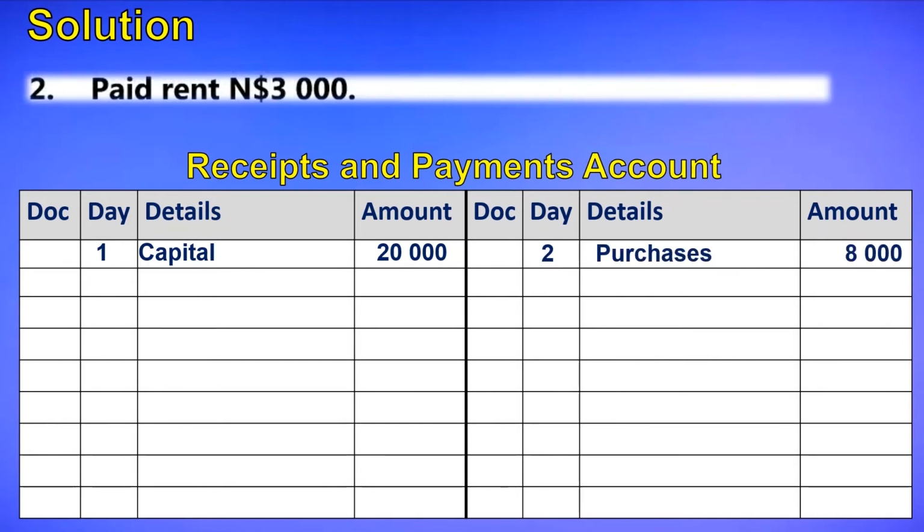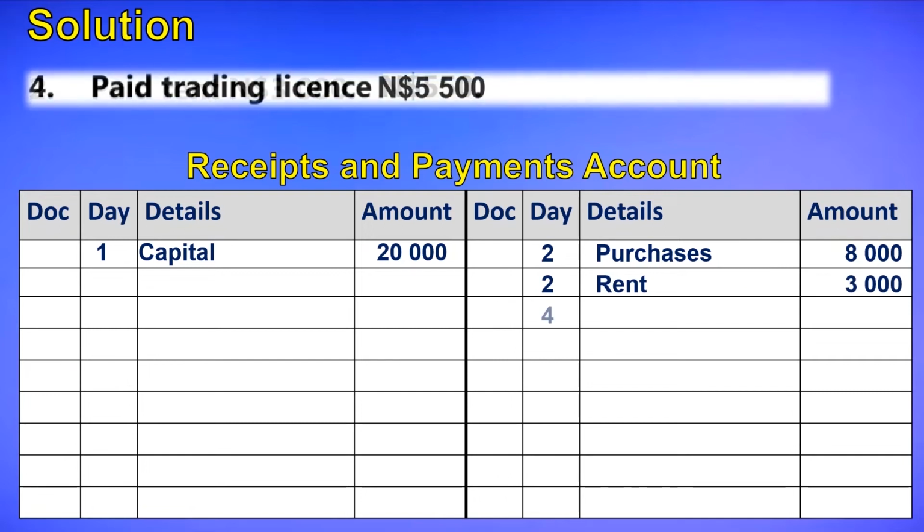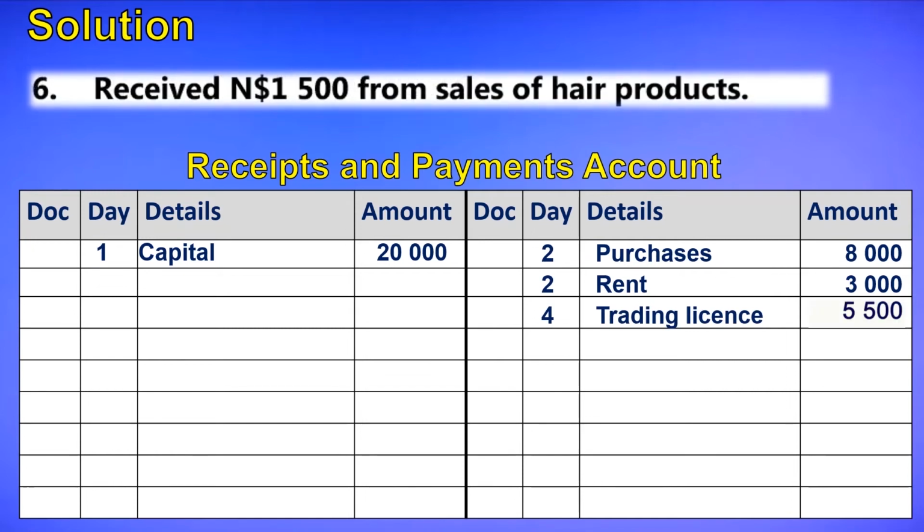On the same date, the business paid for rent, which is worth 3,000. That's why you see on the date is the 2nd and the details is rent, while the amount is 3,000. On the 4th, the business paid for a trading license, and the amount is 5,500. On the 6th, the business received current income for the services rendered, that is 1,500.